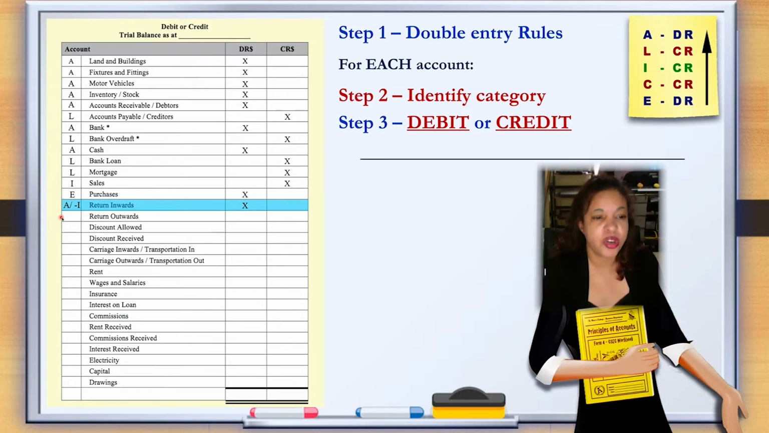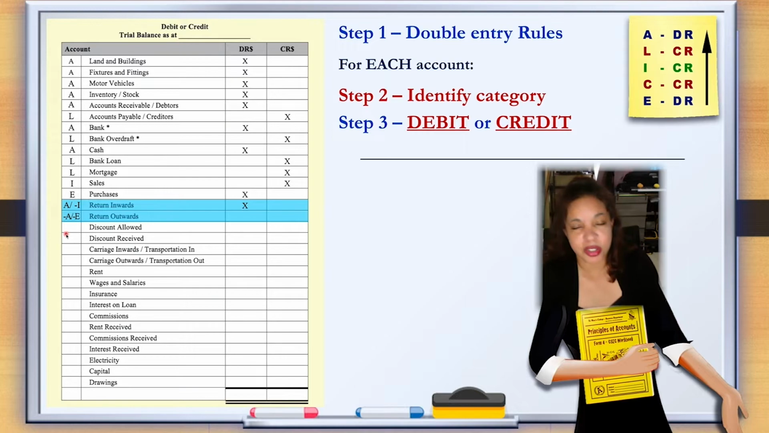if you want to know, return outwards is a decrease in assets. It can also be seen as a decrease in expense. When we purchase goods, that is an expense. But if we return those goods, we no longer have to pay that expense. So that means our expenses are reduced. If your expenses decrease, that will be credit.